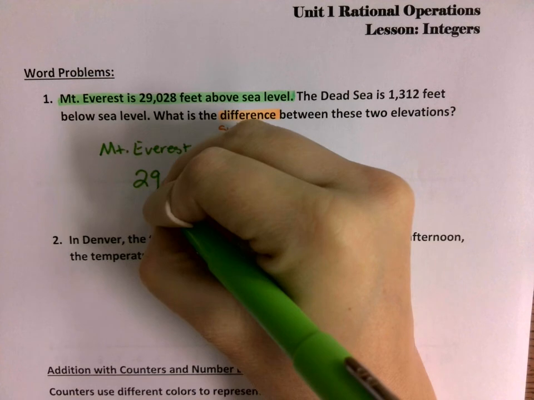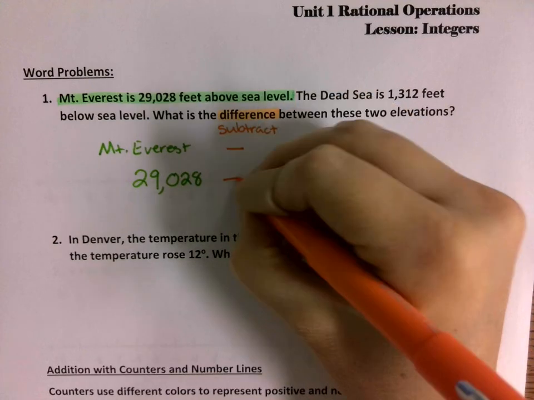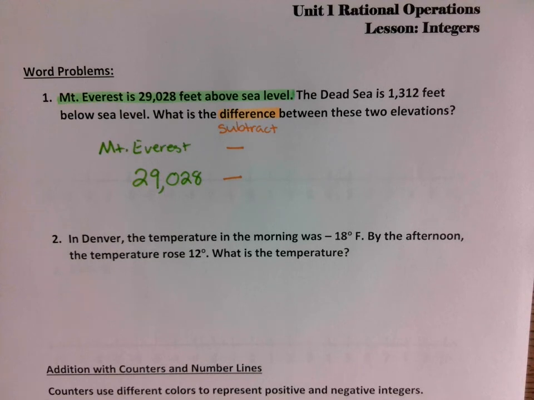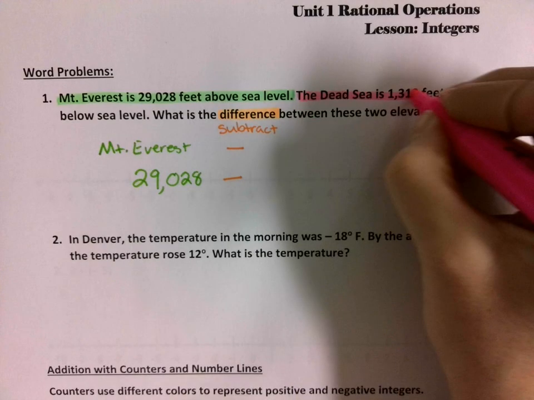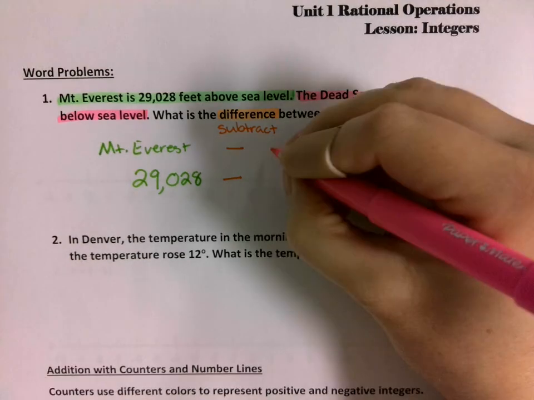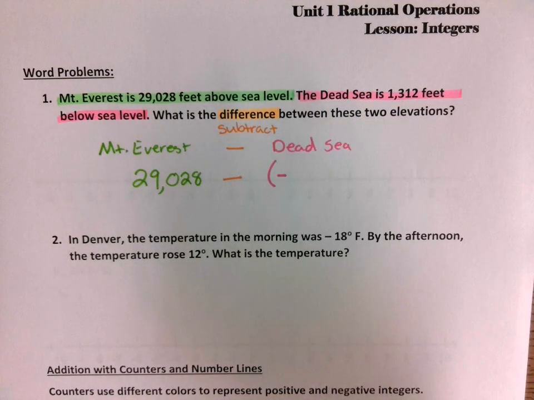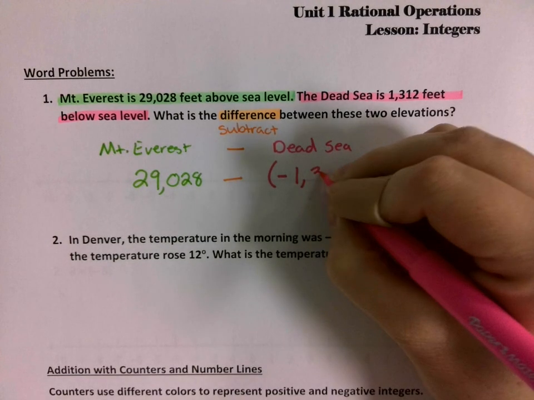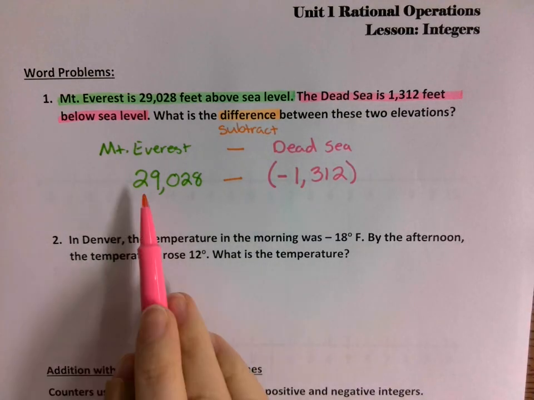So we're going to take the value of Mount Everest, which is a positive 29,028 feet. And we are going to subtract the value of the Dead Sea. Is the Dead Sea positive or negative? Negative, right? Because it's below sea level. So it's going to be a negative value. So I'm going to put that negative value in parentheses so that I don't mistake it with my subtraction sign. I'm going to put that negative 1,312. Okay, so now I'm going to have to go ahead and do 29,028 minus negative 1,312.